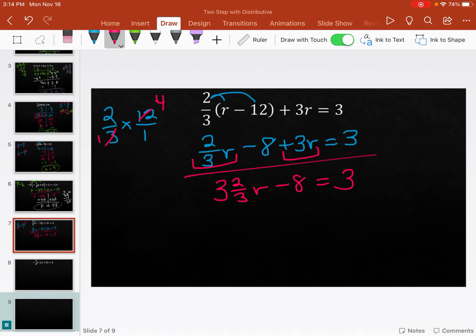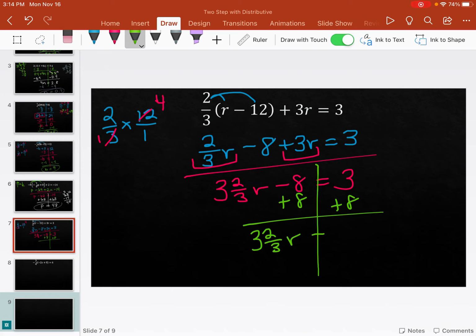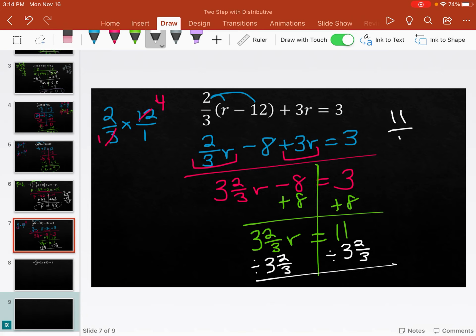And then we can work with this fraction, or you could clear the fraction. Since it's just the one fraction, I'm just going to work with it, just to keep from having to do too many steps. So I'm going to add 8 on both sides. So I've got 3 and 2/3 r equals 8 plus 3, which is 11. And then I'm going to divide by 3 and 2/3 on both sides. So I've got 11 over 1 divided by 3 and 2/3.